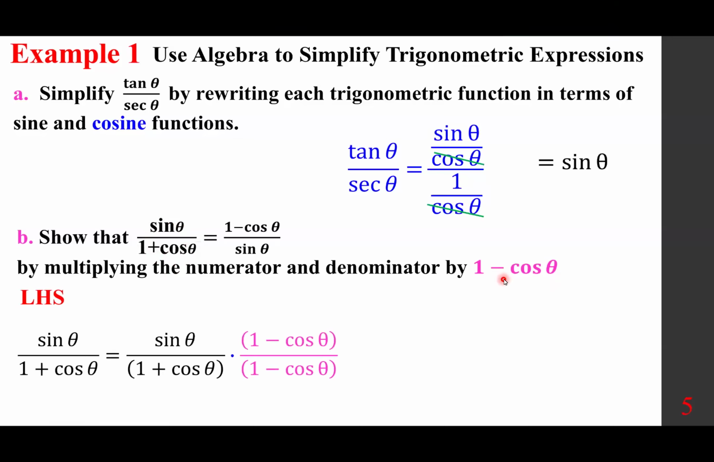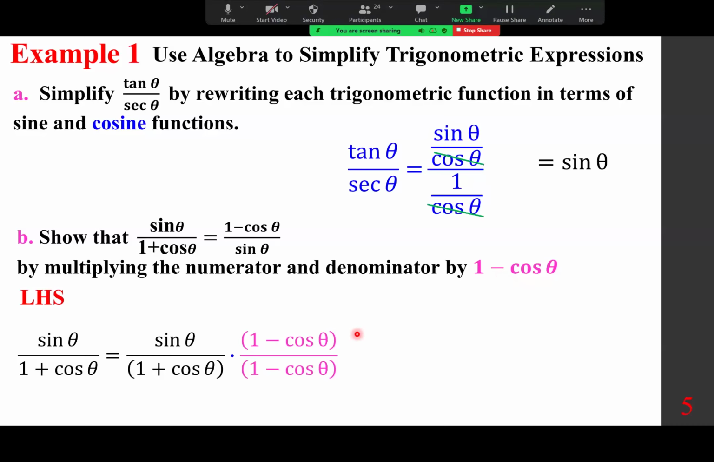So what happens? It's very simple. When you multiply, the denominator, you write it as 1 minus cosine squared, and you keep the numerator as is. That means sine times 1 minus cosine. 1 plus cosine times 1 minus cosine is 1 minus cosine squared. And this we can replace with sine squared.